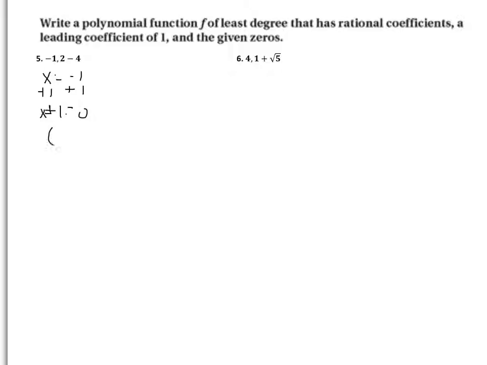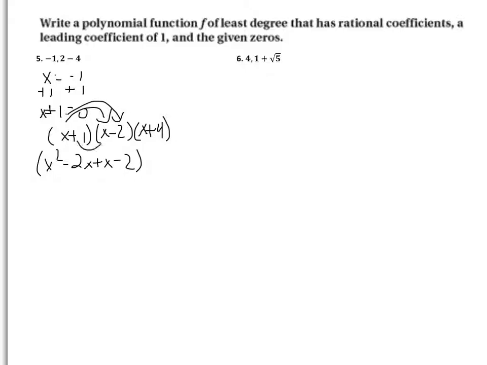So we have a factor of x plus 1. This would be x minus 2. This would be x plus 4. So I get x squared minus 2x plus x minus 2. I distribute it. Combine like terms. X squared minus x minus 2. Distribute.